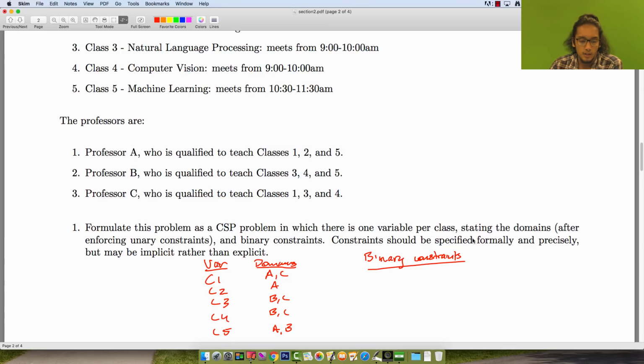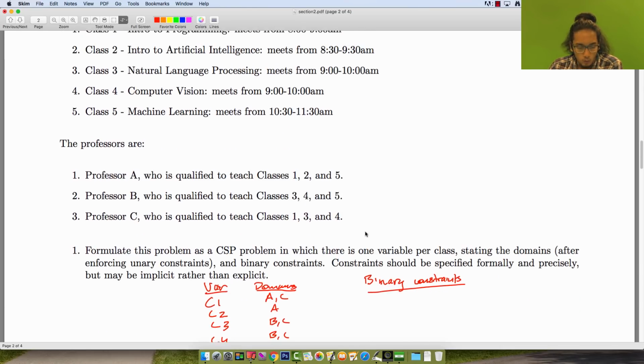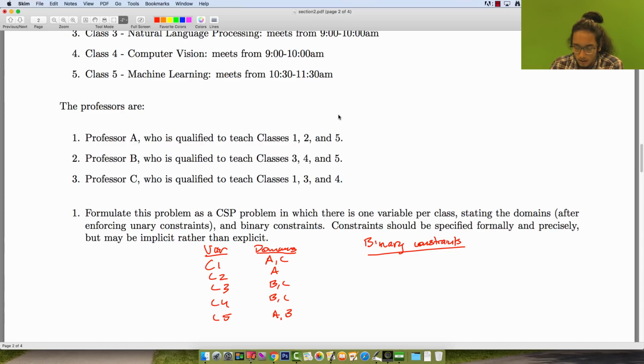So the constraints we have are that you cannot have a professor teaching 2 classes that overlap. So which are the classes that overlap? Well, we have that class 1 and class 2 overlap. This is 8 to 9, this is 8:30 to 9:30. There's a half an hour overlap, which means that whichever professor is assigned to class 1, that's going to be the value of the variable C1. It cannot be the same as the professor who is assigned to class 2. So C1 is not equal to C2, right? That's a binary constraint because it involves just 2 of the variables.